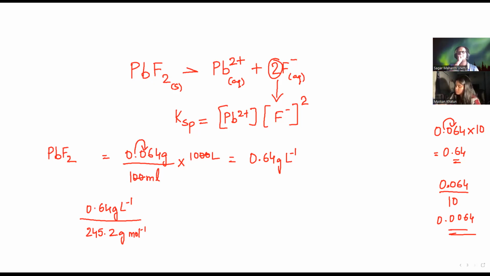Now this, if I'm going to multiply with 1000, I'm going to get 2.6, because it is per liter, so it's into 1000. And again, at the bottom we have into 1 by, one second, let me put that here. So how much did we get there?